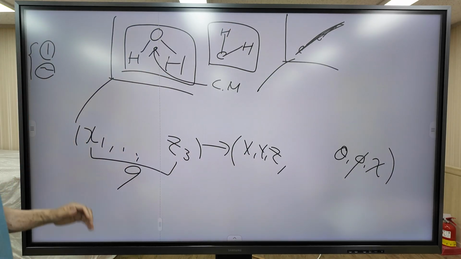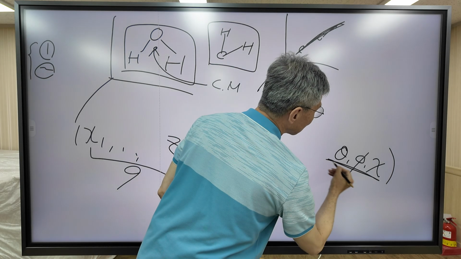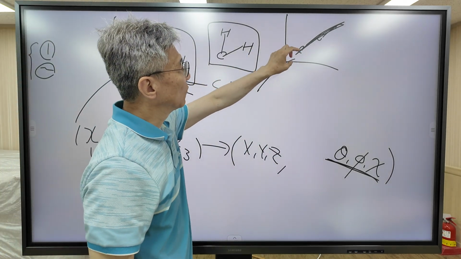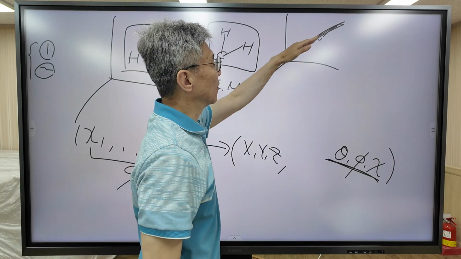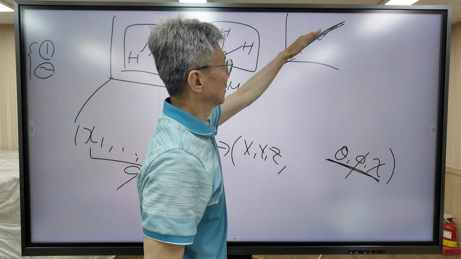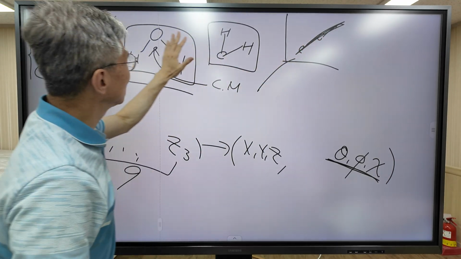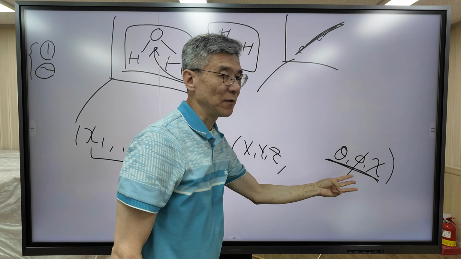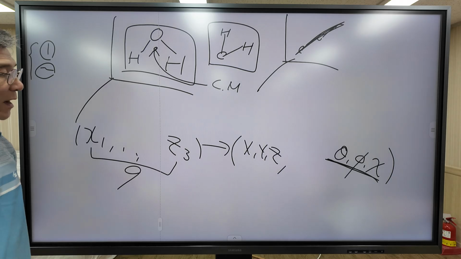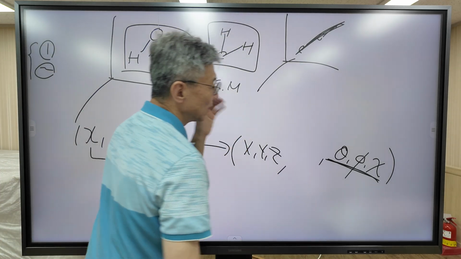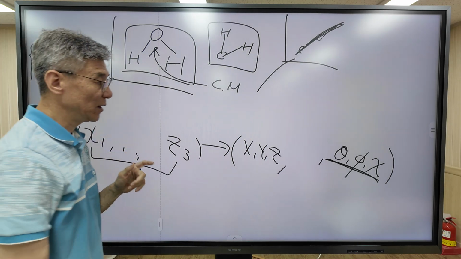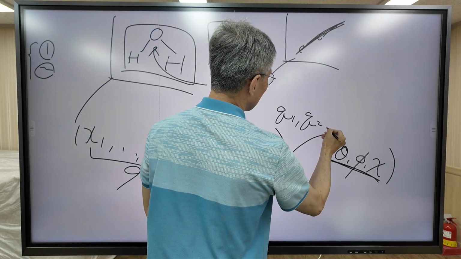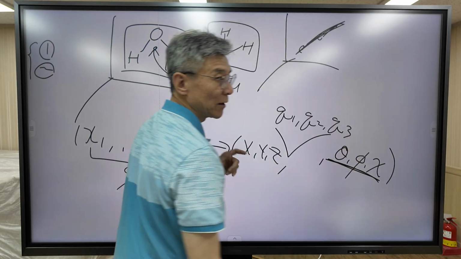So in summary, we need 3 angles instead of 2. In linear molecules, we only need 2 angles to define the orientation. But in this non-linear molecule, we need 3 angles to define the orientation. Then how many vibrational coordinates remain? We have 3 coordinates: Q1, Q2, Q3.